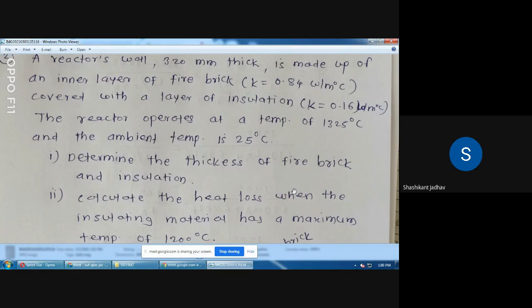Means we have to calculate the heat loss when the insulating material has a maximum temperature of 1200 degrees Celsius. म्हणजे जे काही insulating material आहे त्या लेयरचा जो काही टेम्परेचर असणार आहे, if that temperature is 1200 degrees Celsius, at that time we have to find out the heat loss. Okay, so first of all you have to write down the given things.